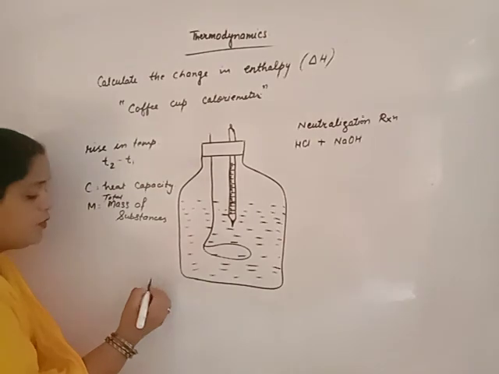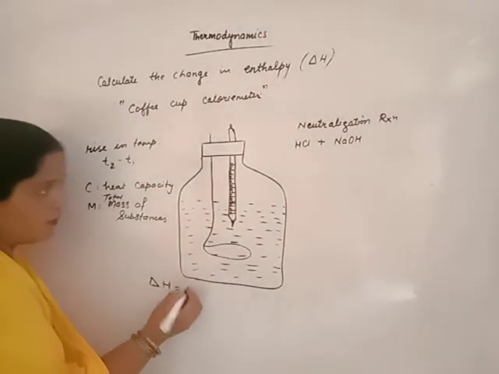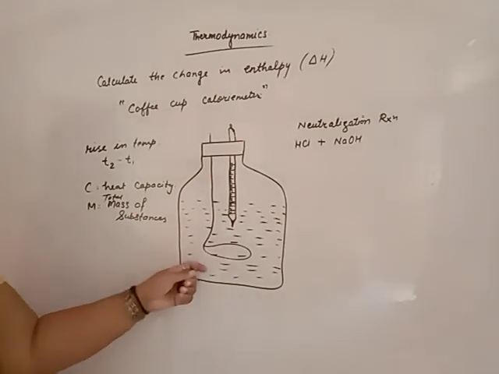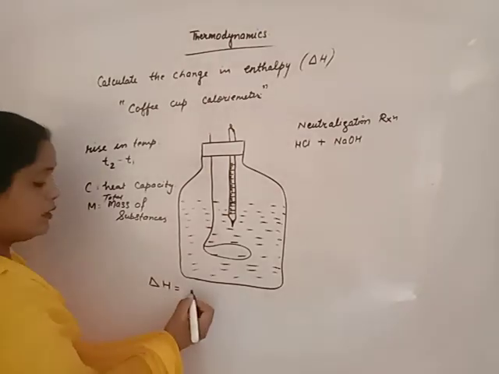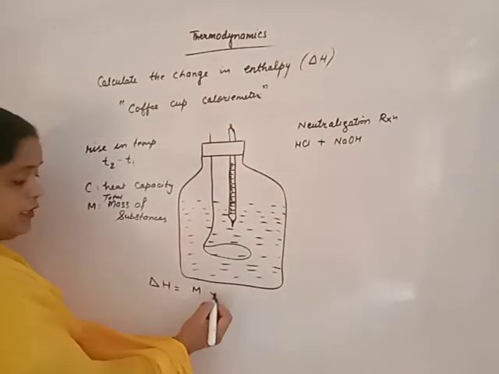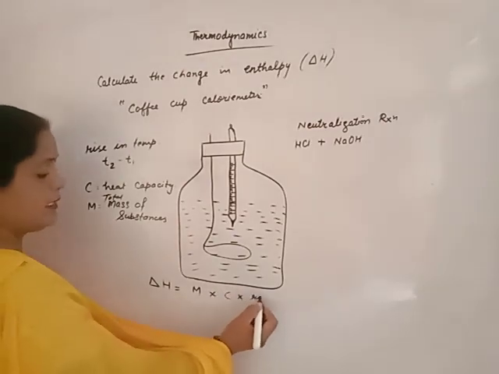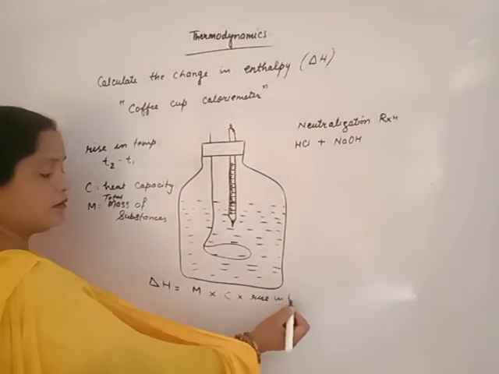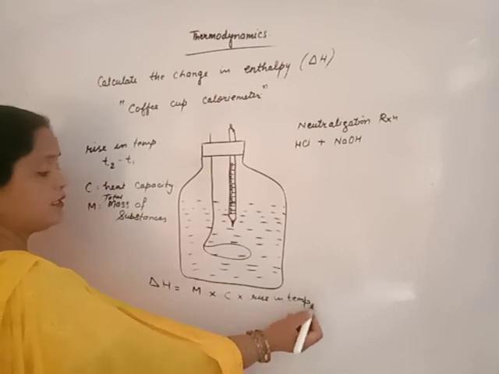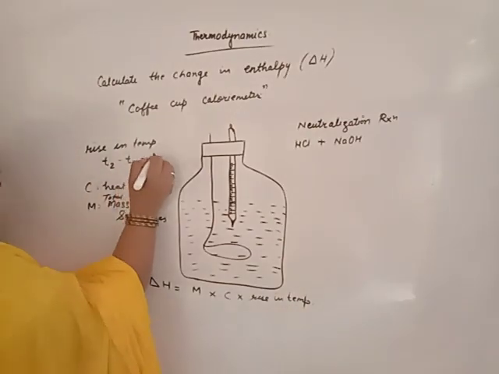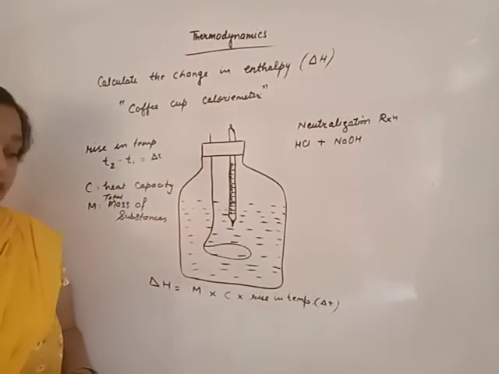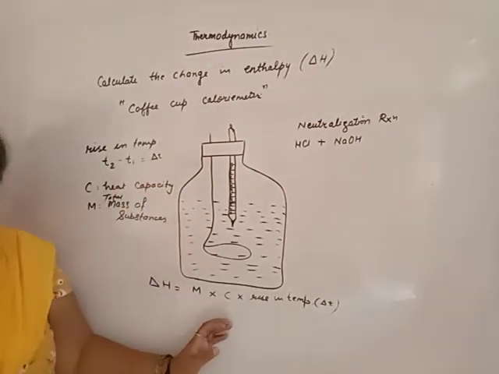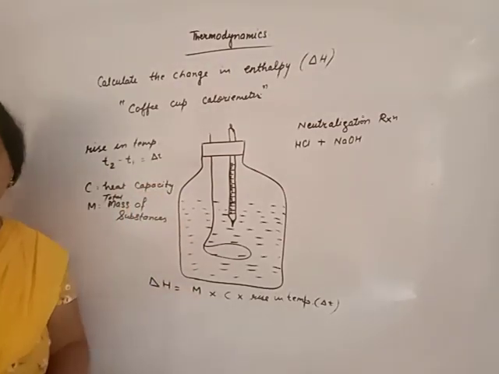So, if we want to calculate change in enthalpy, we will use coffee cup calorimeter. In place of it, we may use polystyrene cup, but procedure remains same. Then, beta, total mass into heat capacity into rise in temperature. Rise in temperature means delta T. It is equal to delta T, change in temperature. And by using this procedure, we will calculate change in enthalpy.